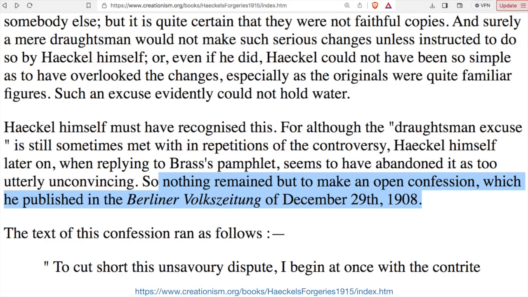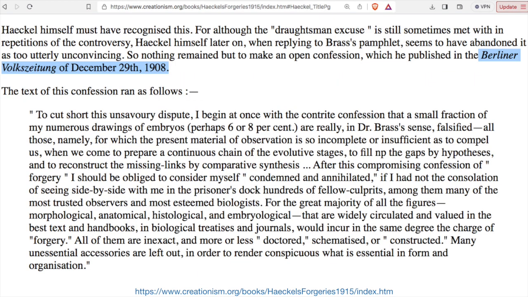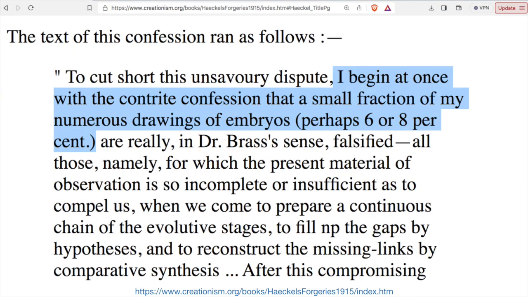And so that was 1874. Well, the Holy Spirit or whatever, his conscience finally got to bother him in 1908, 34 years later, and he confessed. And there are people out there saying he never did anything fraudulent. And it's like, well, if he didn't, why did he confess? He confessed on December 29th, 1908, in the Berliner Volkszeitung newspaper. And this is what he wrote. I begin at once with the contrite confession that a small fraction of my numerous drawings of embryos, perhaps 6 or 8%, are falsified. They're fakes.